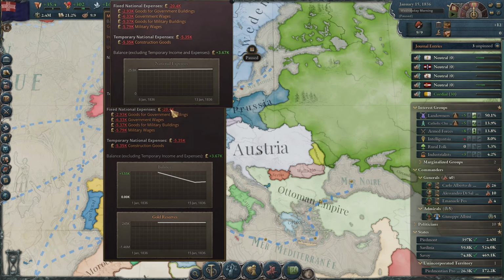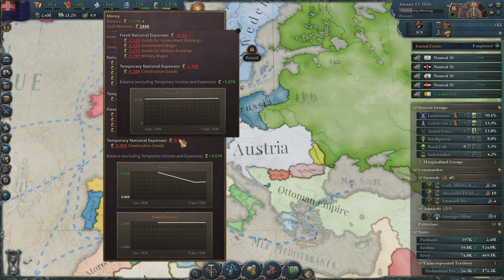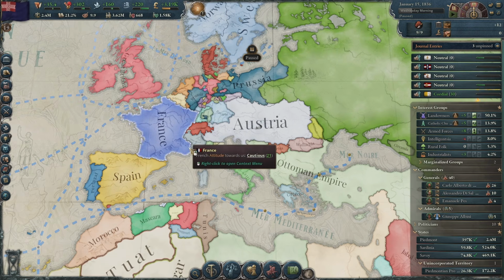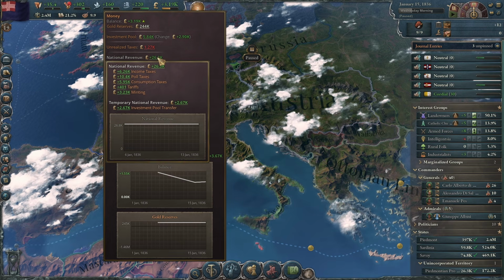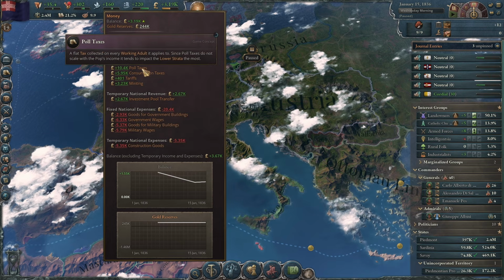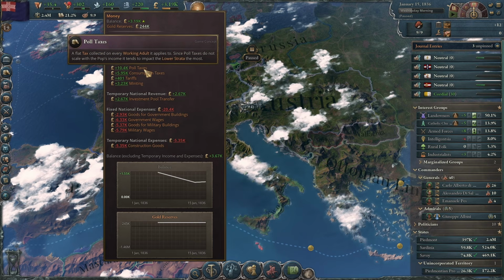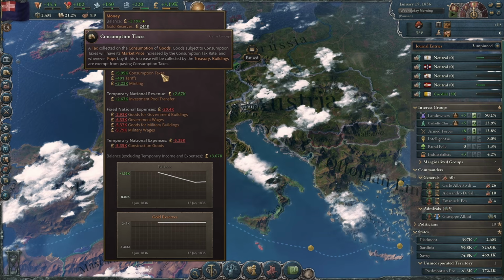National revenue and fixed national expenses are kind of important to keep in mind, but be aware that fixed national expenses doesn't factor in your temporary national expenses, which are your construction goods. And construction is really critical here in Victoria 3 because it's the way you're going to transform your society. National revenue is your top line number in regards to how much money the state is taking in. Depending on what sort of tax laws you have in place, you're probably going to be getting some income taxes and poll taxes at the beginning of the game. You'll also probably be doing some consumption taxing.